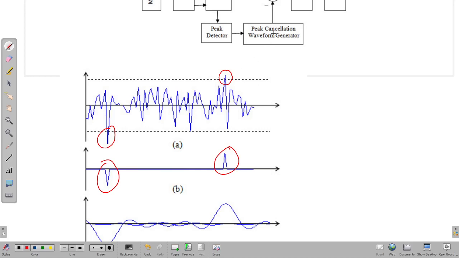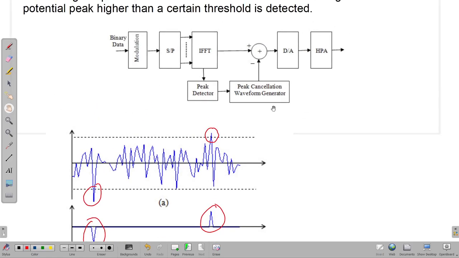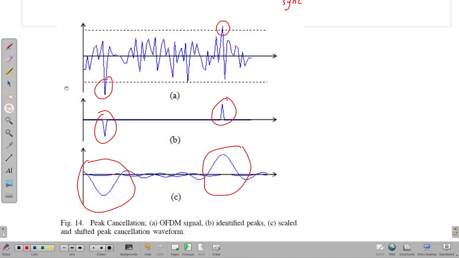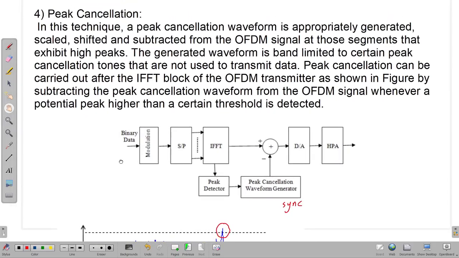A peak cancellation waveform is generated, and mostly sync pulses are used as the peak cancellation waveform. You can see that here. You can see two sync pulses, one is this sync pulse, and the other one is this sync pulse. The places where there are peaks are identified, and sync pulses are generated at those points. And these sync pulses are subtracted from the original signal such that the peak values are reduced.